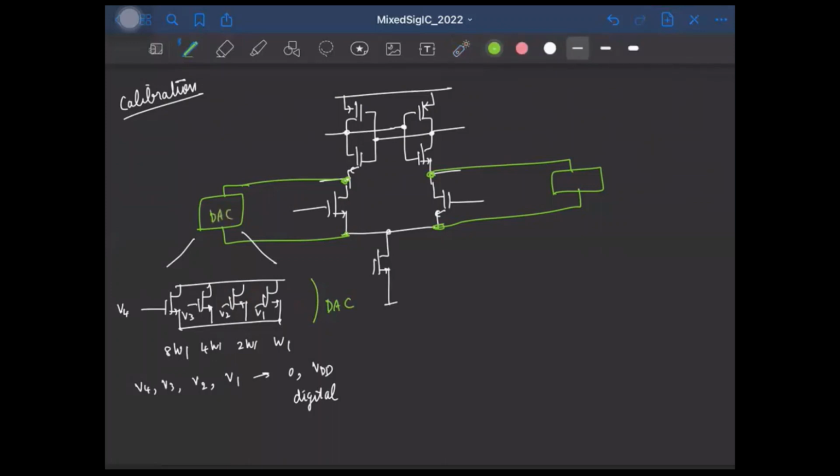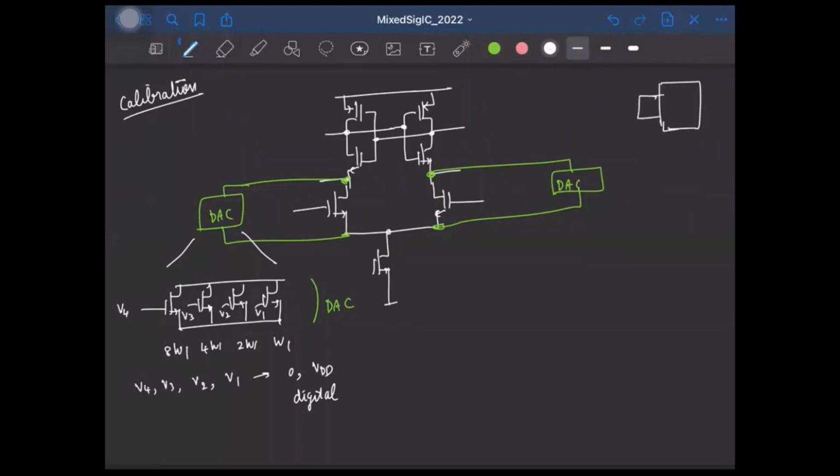So we have 2 DACs here, and we'll turn on the appropriate number of transistors in each of them to calibrate. One way to calibrate is the following. We take the latch and short the inputs so that the differential input is 0.